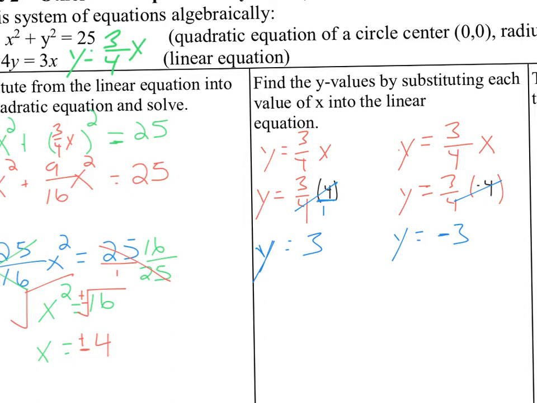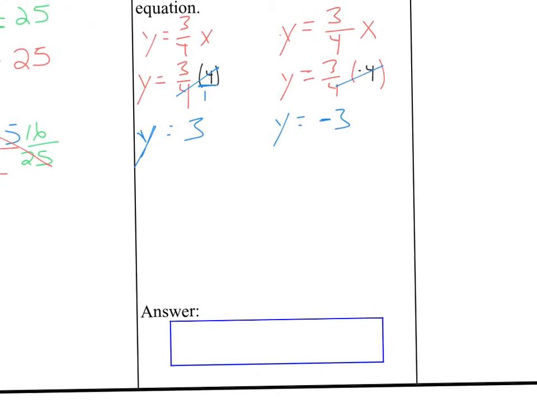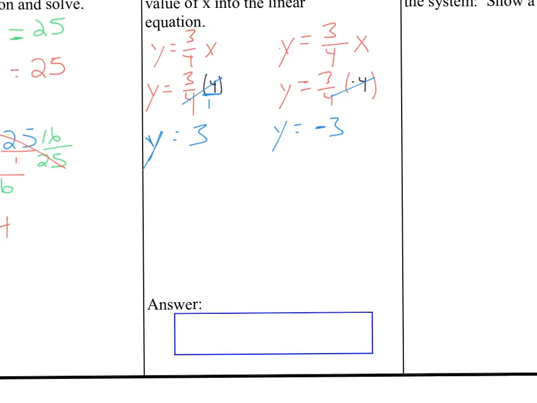And again, this gets you 3 points. If you want to get the full credit for this question, you have to write them as ordered pairs. So I have 4, 3 is one answer, and negative 4, negative 3 as my other answer. Put them in brackets, and we're good to go.